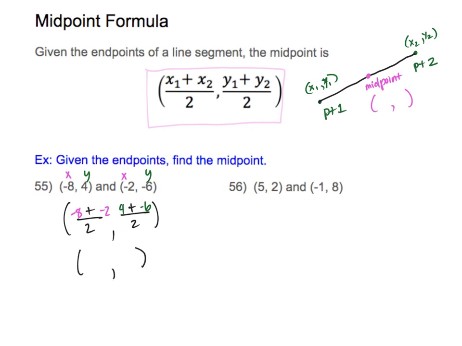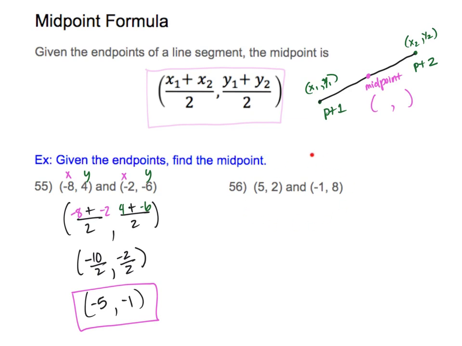So it looks like -8 added with -2 gives you -10 divided by 2. And 4 plus -6 gives you -2 over 2. So if you try to reduce it down, -10 divided by 2 is -5. -2 divided by 2 gives you -1. And here is our midpoint. So pretty easy. All you got to do is plug in your x's and y's. So see if you can try out that one. I would pause the video and try out number 56.